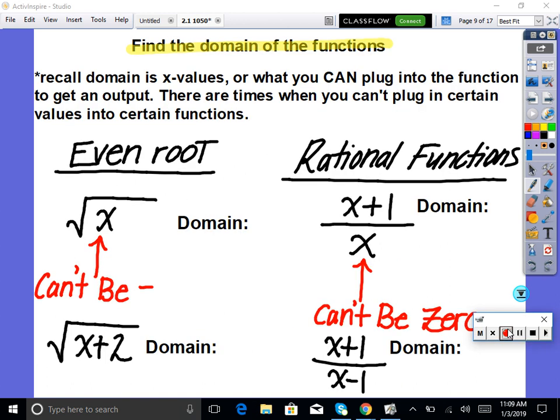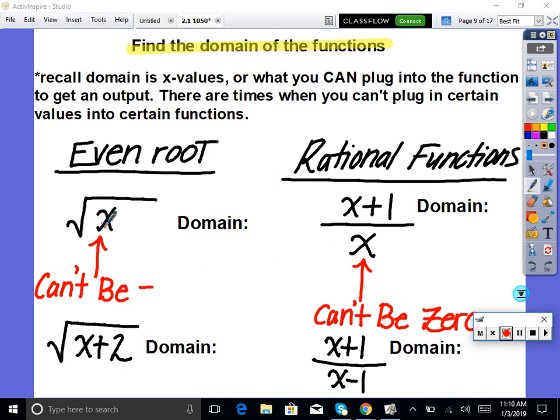If I said to you, find the domain, you'd say, okay, domain is input, what I can plug into a function. Now remember, in 1010, we really focused on two functions that have restrictions. Restrictions come from when we have even roots. Here's why. If we were to graph something, we cannot graph imaginary numbers. On the real number line, imaginary numbers do not exist. So we had restrictions. So right here, we could not plug in a negative under a square root, correct?